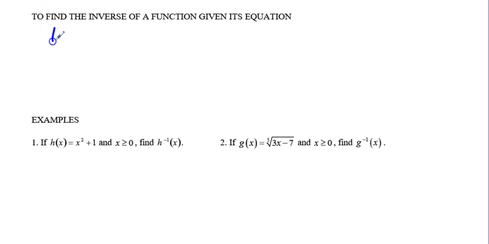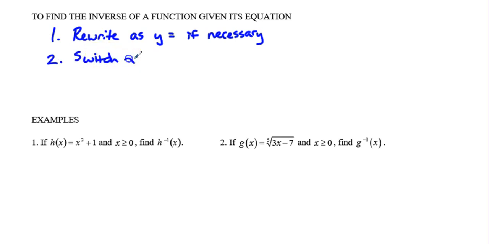First, if it's not written as y equals, we need to get it into y equals form. Next, we switch x and y. Next, we need to solve for y. And finally, we need to express the inverse in appropriate notation. In other words, if it's h of x, we express it like this, inverse of h of x. If it's a y equals, we express it with a y with a -1 superscript, meaning the inverse of y.